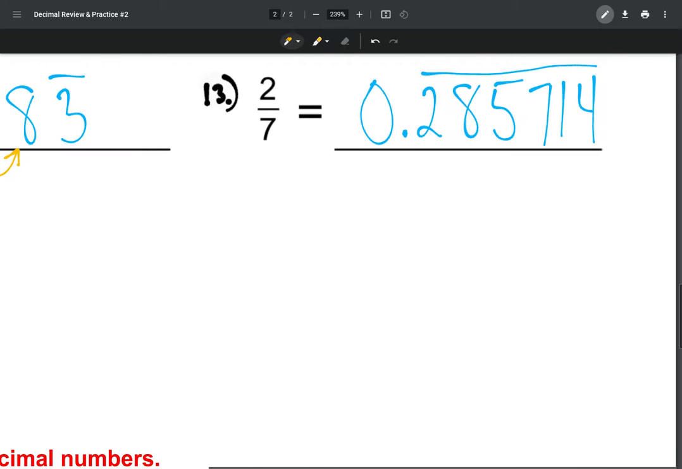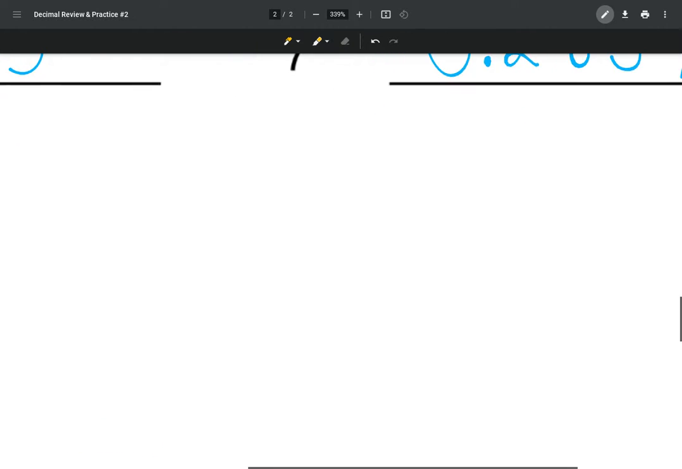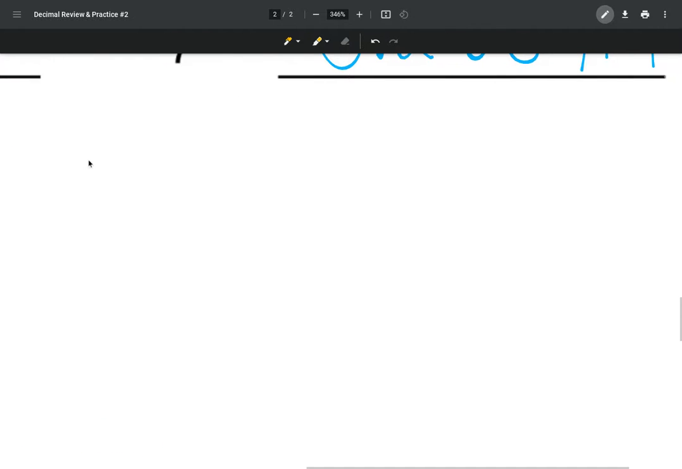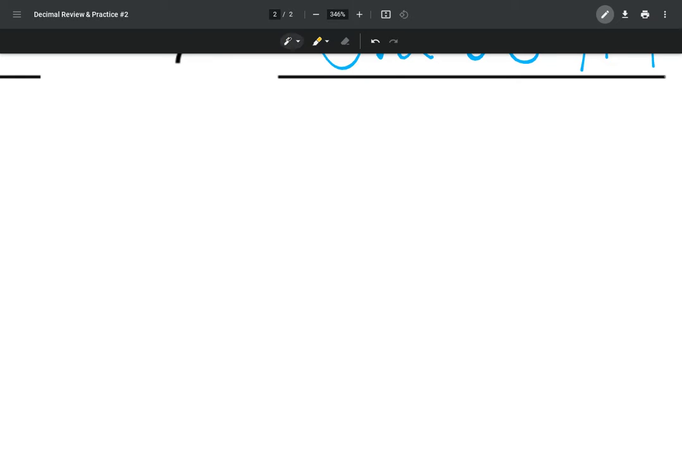Now, number 13, we have many steps. So I'm going to go kind of quick, but feel free to pause this video whenever you need to. I'm also going to zoom up because I need plenty of space to write. I know there are going to be 6 steps here. So let's see, we have 2 divided by 7.